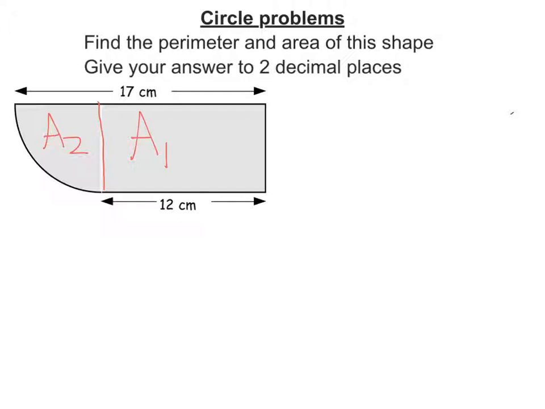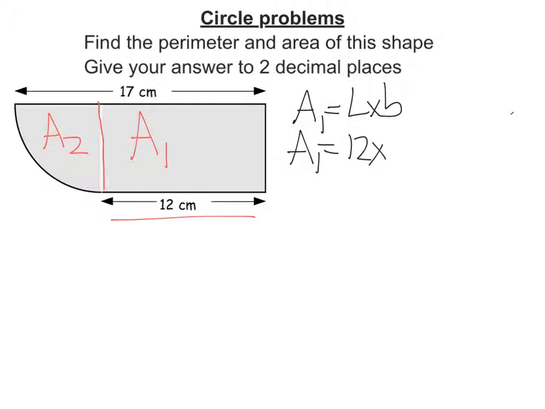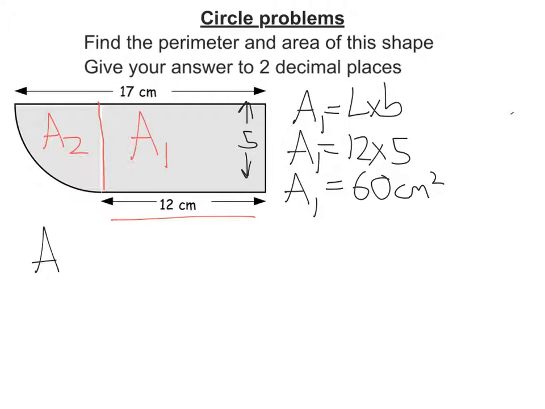So the area of a rectangle, A1, is just length times breadth. So A1, we've got the length in this one is 12. And the breadth, if you remember from what we worked out before, was 5. So this is 12 times 5. So the area of this rectangle is going to be 60 centimetres squared. So let's work out the area of the quarter circle.